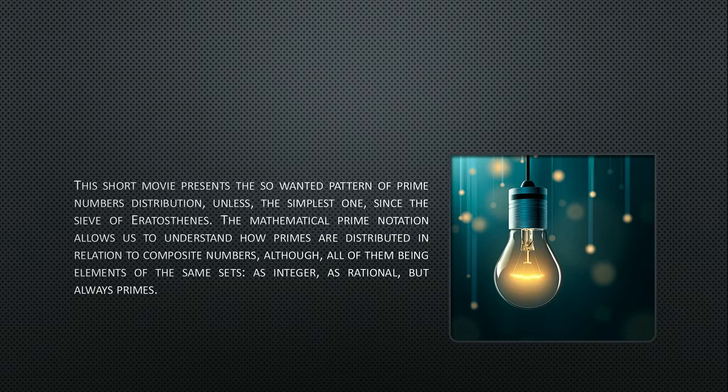This short movie presents the so-wanted pattern of prime numbers distribution, unless the simplest one, since the sieve of Eratosthenes. The mathematical prime notation allows us to understand how primes are distributed in relation to composite numbers, although all of them being elements of the same sets, as integer, as rational, but always primes.